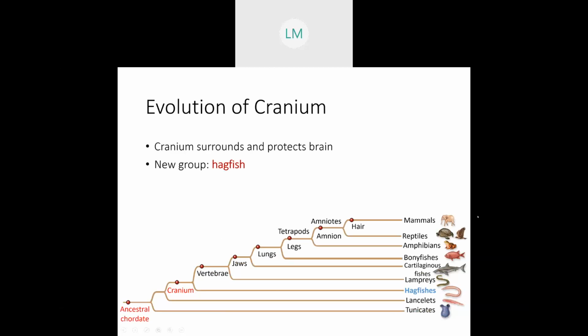So once we move past our invertebrate chordates, we see the evolution of a cranium. This is what's going to surround and protect the brain. So we see the evolution of the cranium, and when we see that, we get this new group called hagfishes. We don't quite have our vertebrae yet. Hagfish don't have a vertebral column, but they do have a cranium, which our tunicates and lancelets did not. So our hagfish is our new group that's developed.